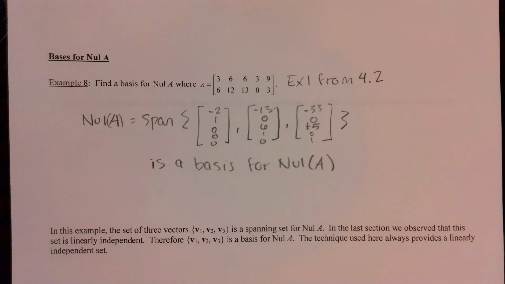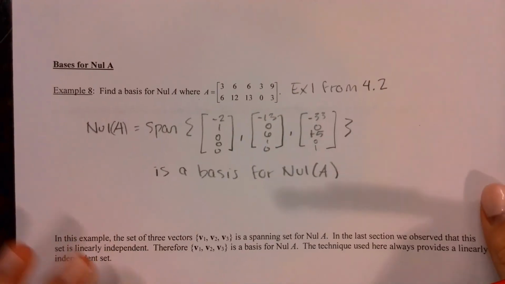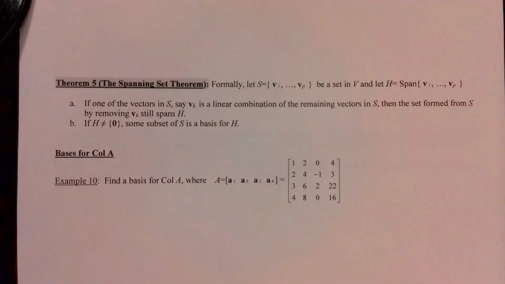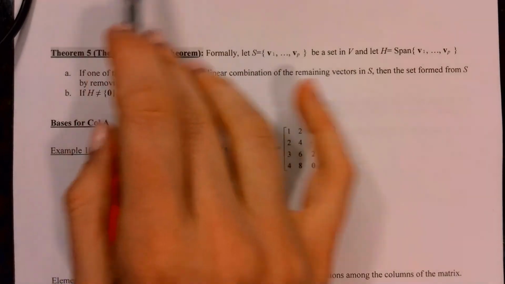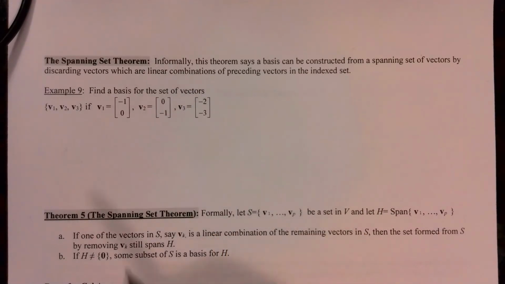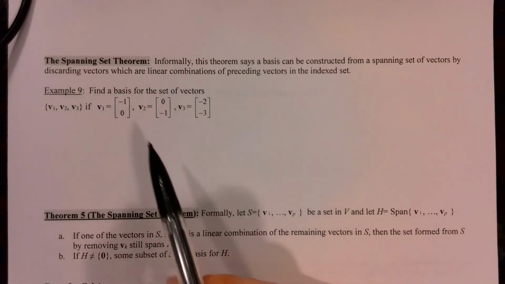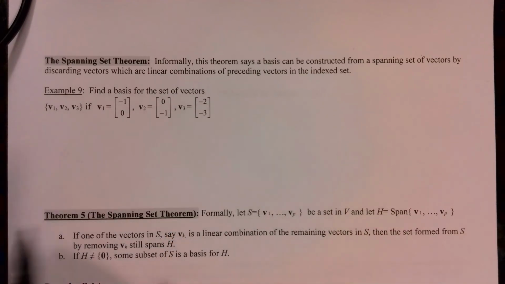Now, what if we wanted to figure out a basis for just a random set of vectors? Let's say I just give you a subset. Then we have something called the spanning set theorem. Basically, and this is nice, it's very simple, if one of the vectors is linearly dependent on the other ones, we remove it, and then we are automatically given a basis for that set of vectors.